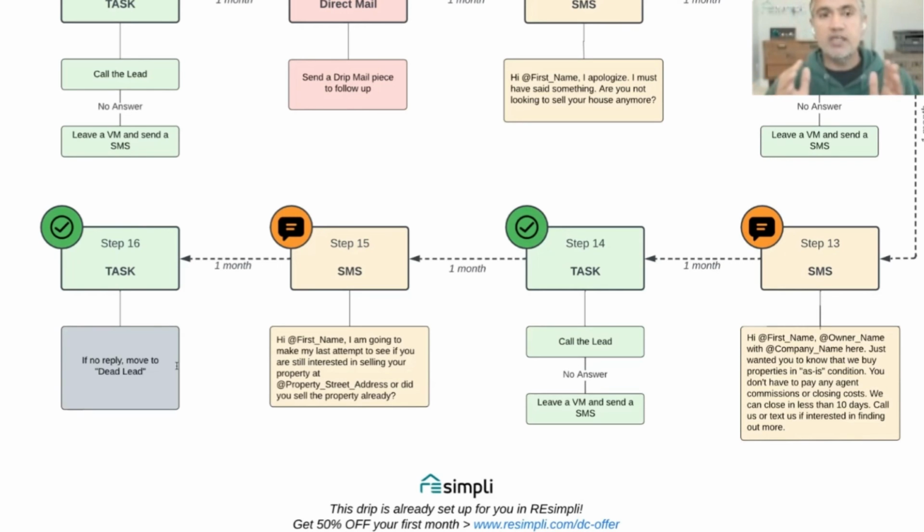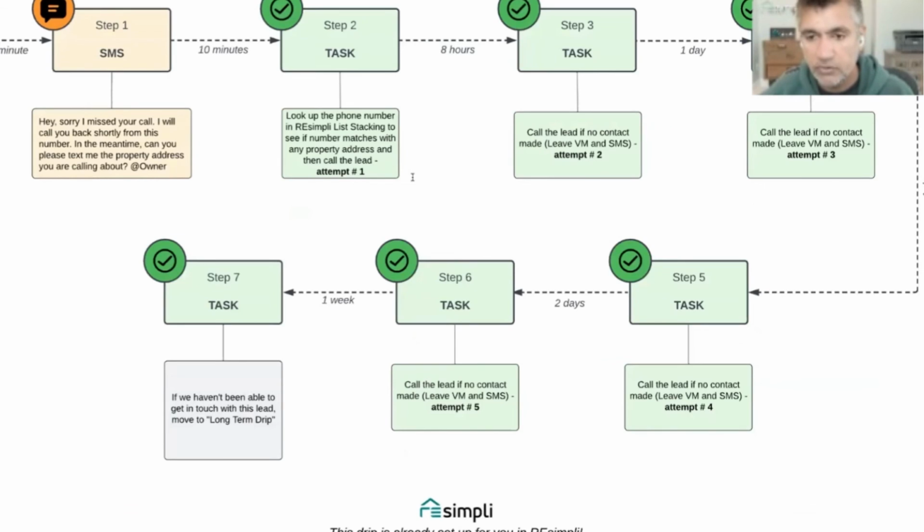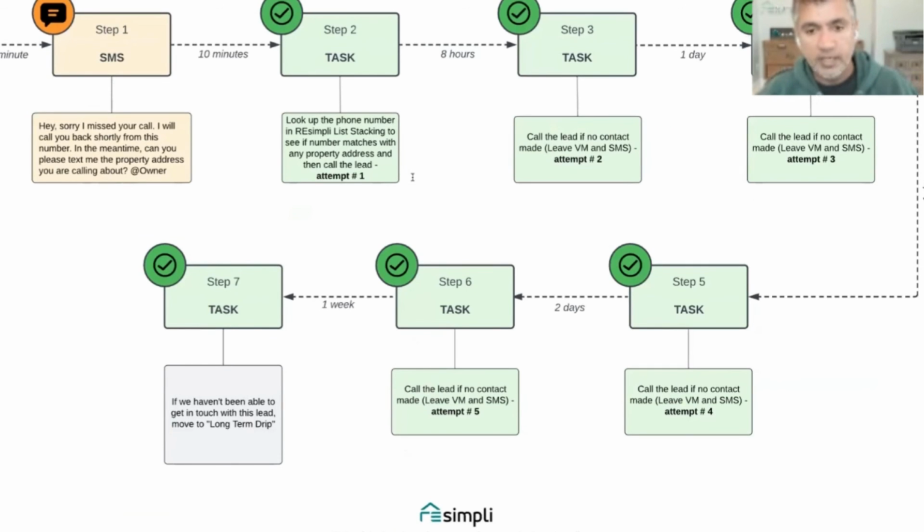So again, these are the 5 most important drip campaigns that you want to use in your business as a real estate investor. If you're not doing this, I highly recommend you start using these. If you're using REsimpli, these are already added in your account. If not, I suggest you try them out. Sign up for a free 14-day trial. Just test them out and see how they perform in your business.